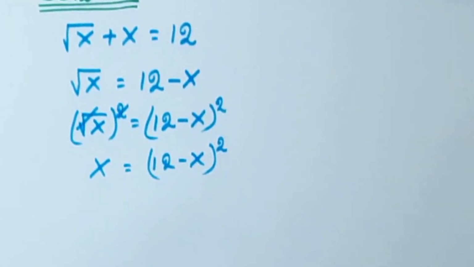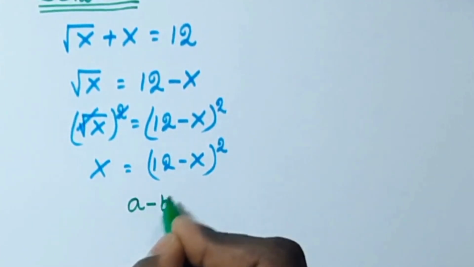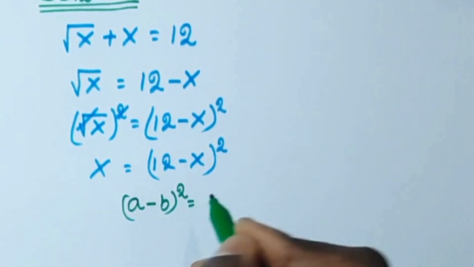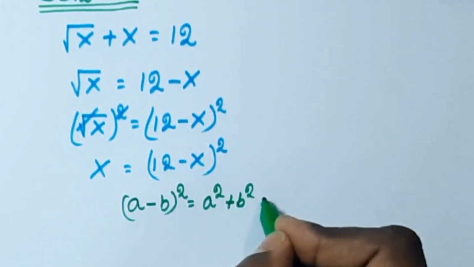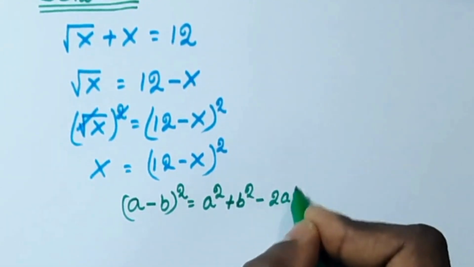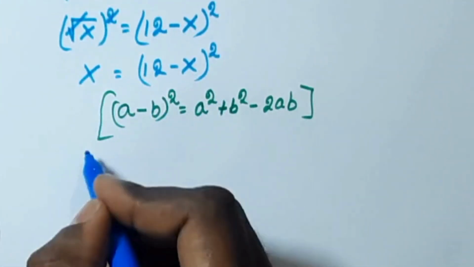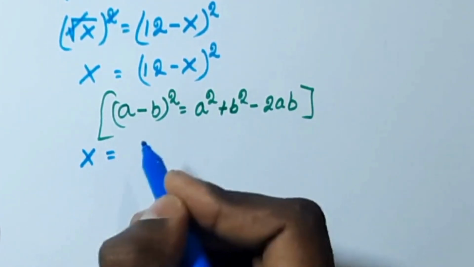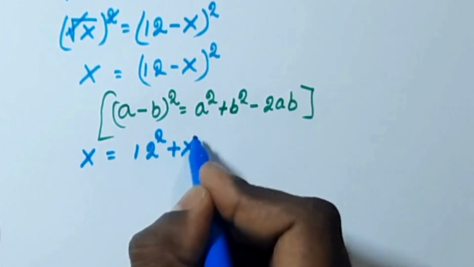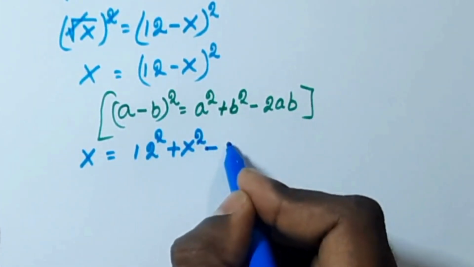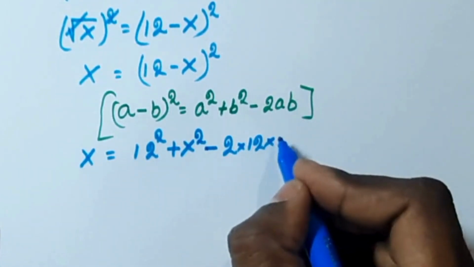Now we know this algebra formula, which is a minus b whole square equal to a square plus b square minus 2ab. This formula we are going to apply here. So we'll get x equal to 12 square plus x square minus 2 times 12 times x.